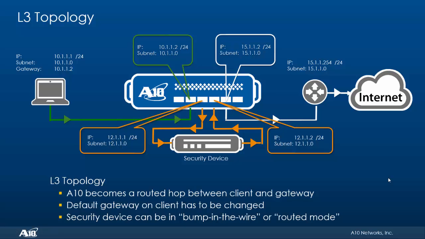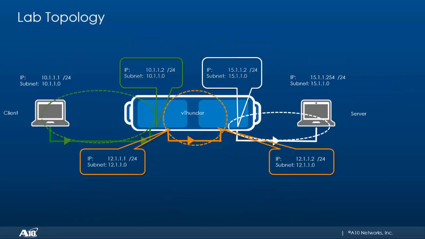The way we have this network set up on our home lab is like this. We have a client machine connected to a vThunder. Then the vThunder inside partition is connected to the outside partition on a separate subnet, and then on a third subnet, the outside partition is connected to the server.